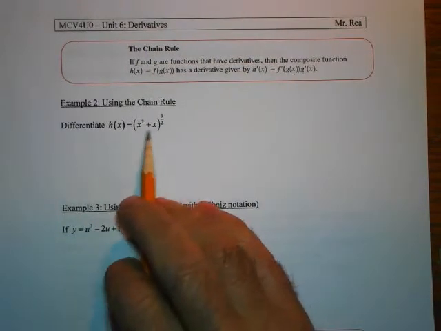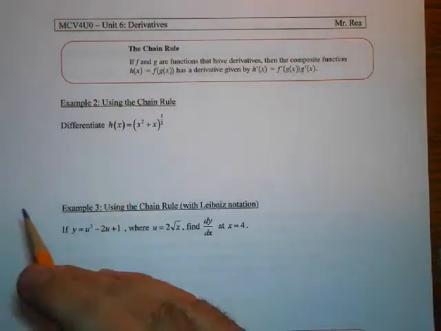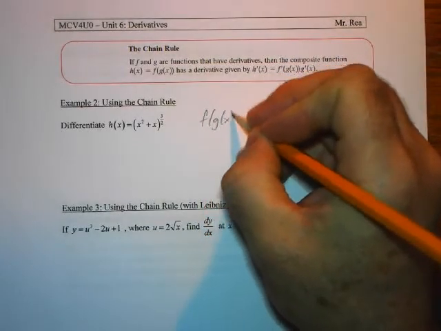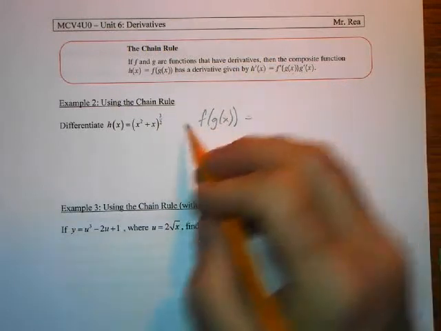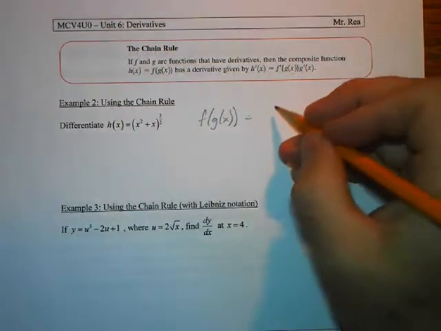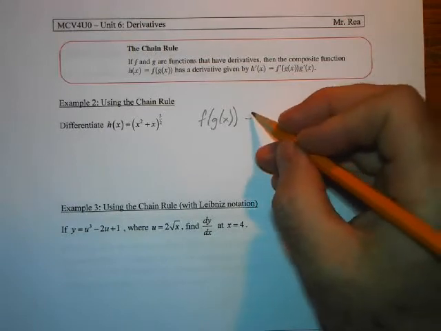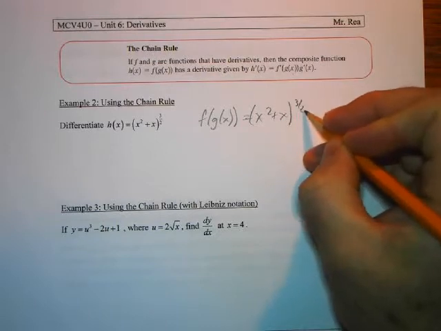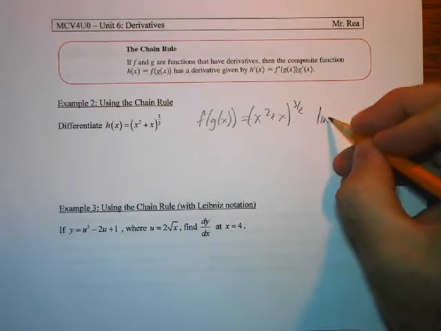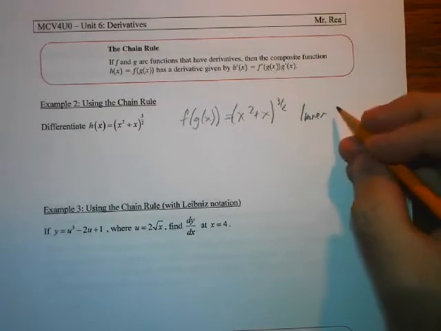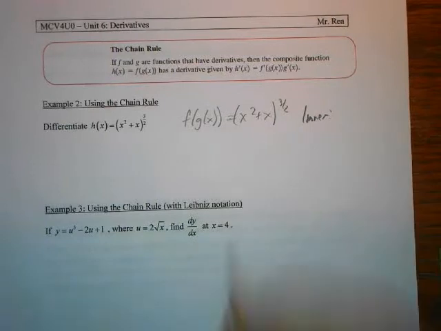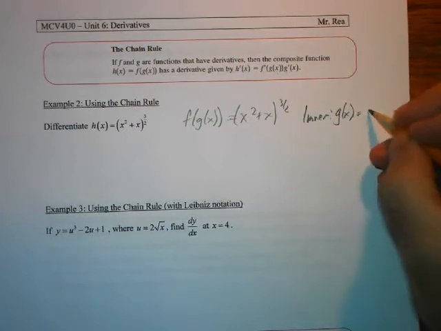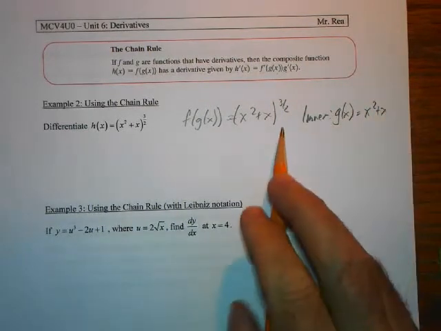Okay, so here we do have a... you could think of this as f of g of x. The g of x is the inside function. Let's see, so we've got x squared plus x to the 3/2. So the inner function, that would be your, like, call it g of x. That's x squared plus x. So that's the inside function.